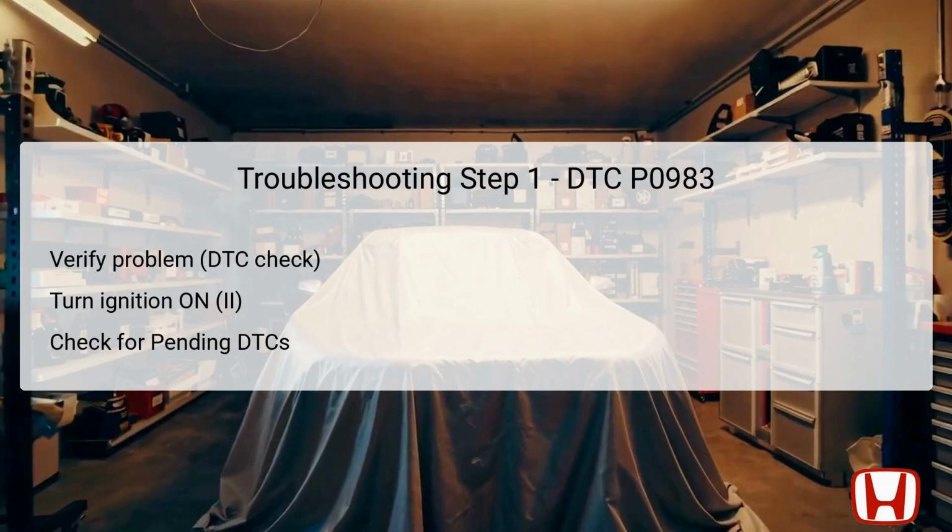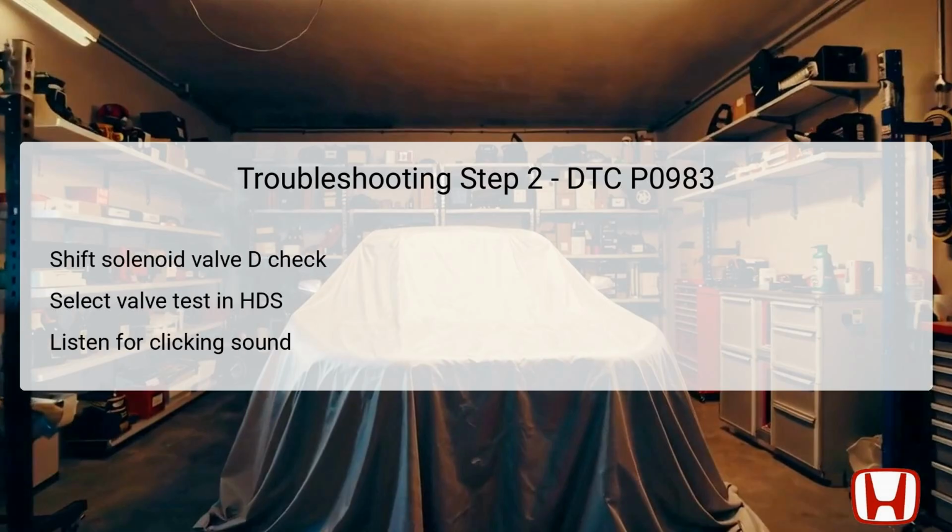After clearing, start the engine with the shift lever in the park position, allowing the vehicle to settle for at least 1 second. Finally, check the HDS again for any pending or confirmed DTCs. If P0983 is still detected, the failure is confirmed, and you may proceed to the next troubleshooting step.